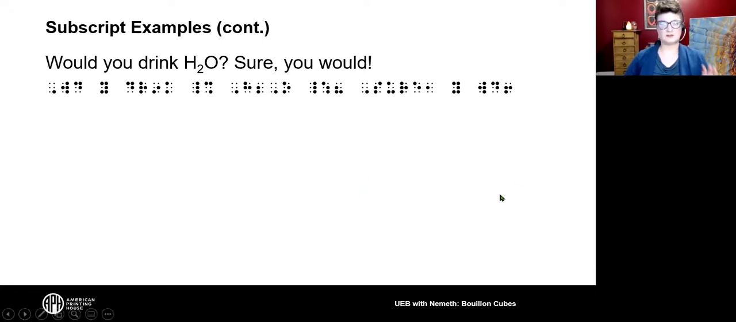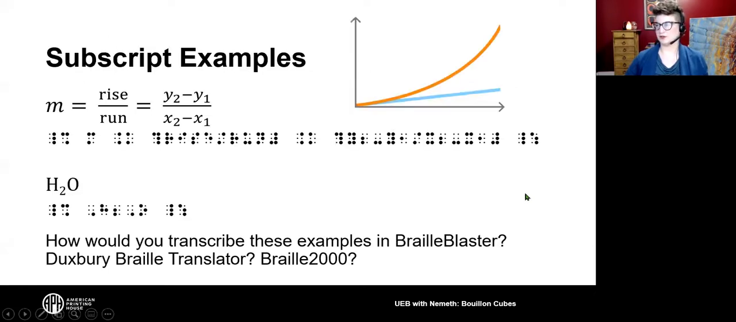All right, I think I saw some questions in the chat that I want to make sure we return to before we move on too fast. So we talked about how there are a lot of people 6-keying Nemeth Code and also UEB technical. Sometimes you just need the right Braille cells in the right place, and that's fine.